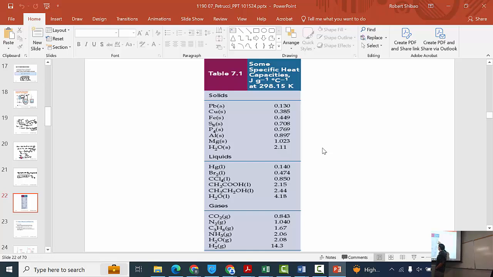Is there anything lower than lead on this? Gold is pretty low too. Copper is a bit higher, 0.385, but still copper is pretty low. So if you have a copper pot, it heats up quite rapidly. Iron takes a little bit more heat to warm up than lead or copper. Then we go on. Water, this is solid water, so that's ice. Specific heat of 2.11. If we look at liquid water, it's 4.18.